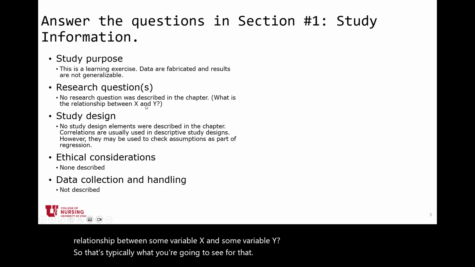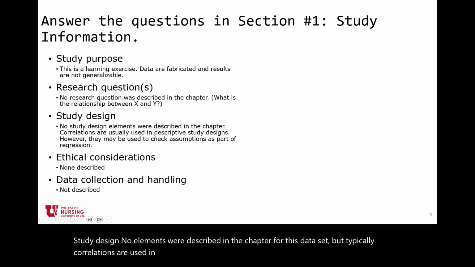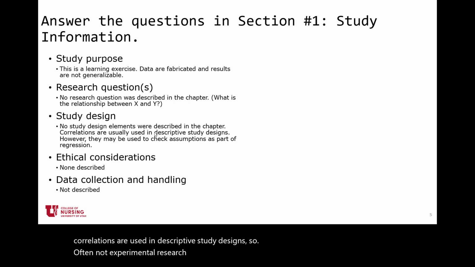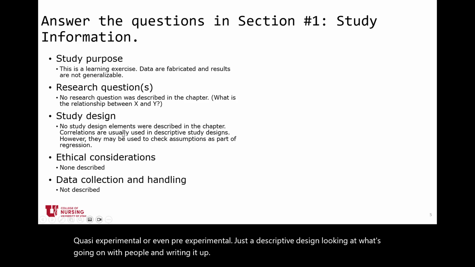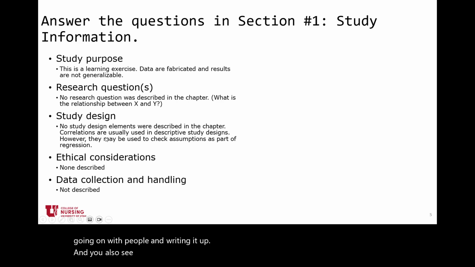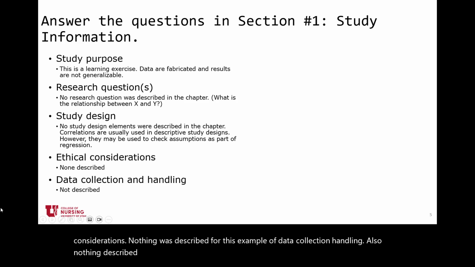Study design: no elements were described in the chapter for this data set, but typically correlations are used in descriptive study designs. So often not experimental research, quasi-experimental or even pre-experimental, just a descriptive design looking at what's going on with people and writing it up. And you'll also see them used often checking assumptions for regressions. Ethical considerations: nothing was described for this example. Data collection, handling: also nothing described for this example, but you would write those up for a real study or a real project.